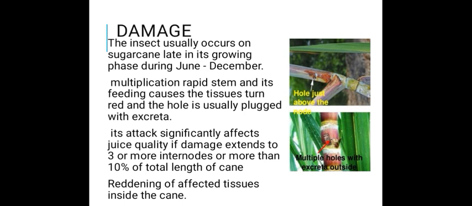Damage: the insect usually occurs on sugarcane late in its growing phase, during June and December. Multiplication is rapid. Its feeding causes the tissues to turn red, and the hole is usually plugged with excreta. Its attack significantly affects juice quality if damage extends to 3% or more internodes for more than 10% of total length of cane, with reddening of affected tissues inside the cane.